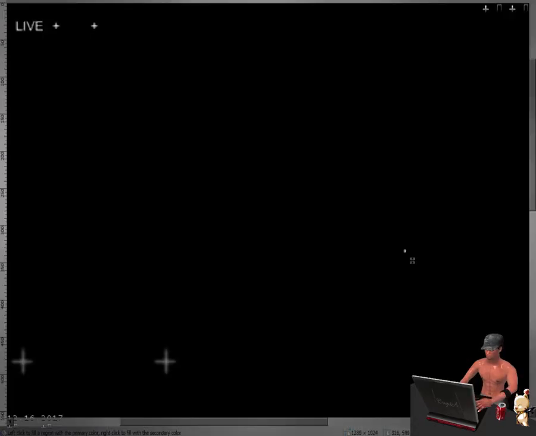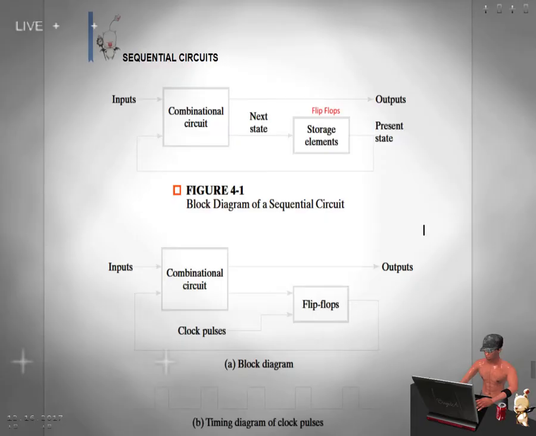We're going to be talking about sequential circuits. This is the block diagram of what a sequential circuit is. As you can see here, we have a combinational circuit. It has inputs going into it. We also have a next state going into the storage elements, the memory, which uses flip-flops, and it has an output. The present state comes out of the stored elements and goes back to the combinational circuit to give us the next state.